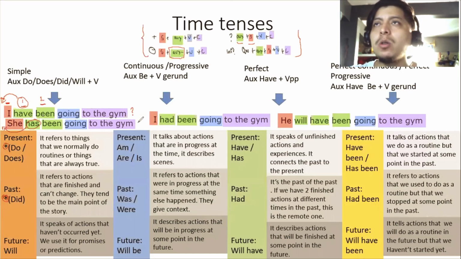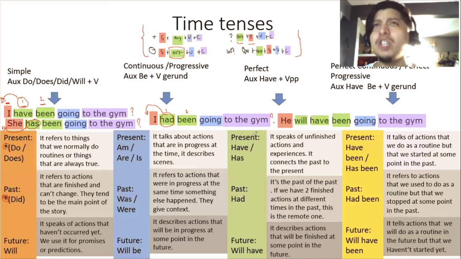Has she been going to the gym? Yes, she has, or no, she hasn't. In this case, again, we have 2 parts of an auxiliary. What do we do? The whole block or only the first one? You're right, only the first one.